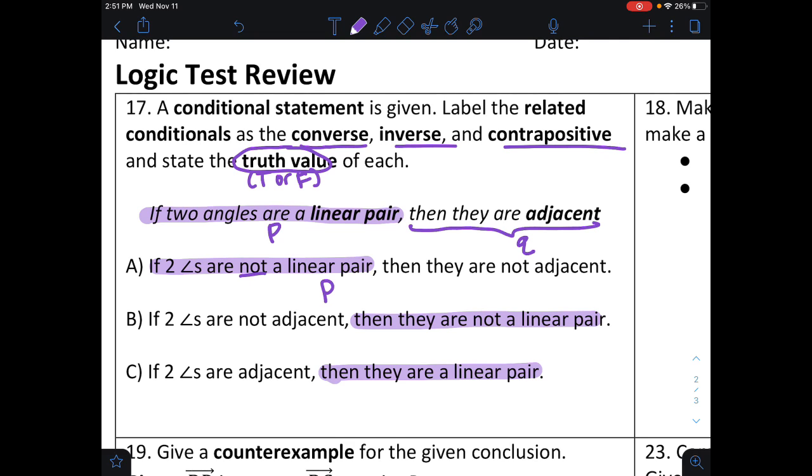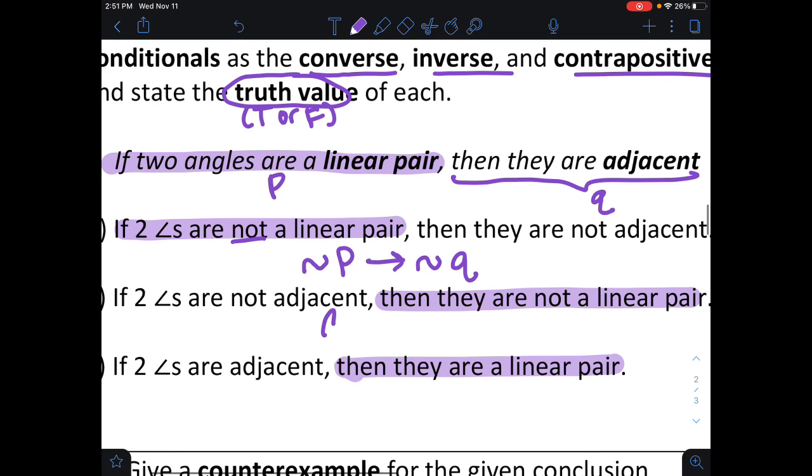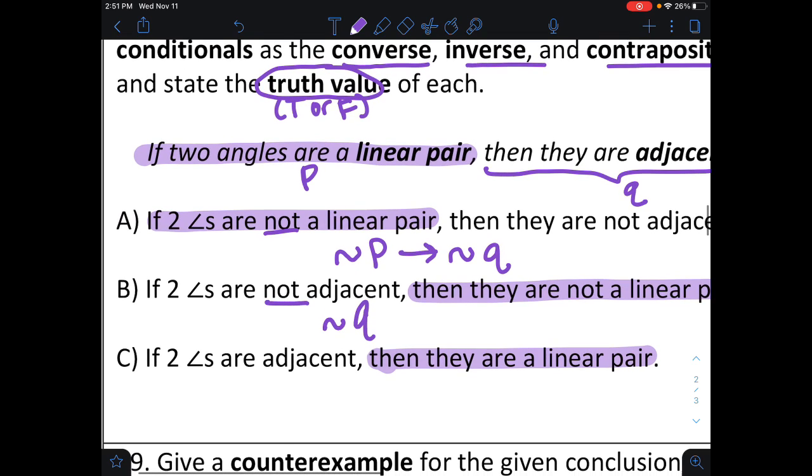However, this one says not, so put a squiggle. And then it says, then they are not adjacent, so that's not Q, because remember, Q is the part about being adjacent. Now, the second part starts with the adjacent bit, so that's going to be Q. But again, it says not, so put a squiggle in front. Then you're going to put the arrow, of course.